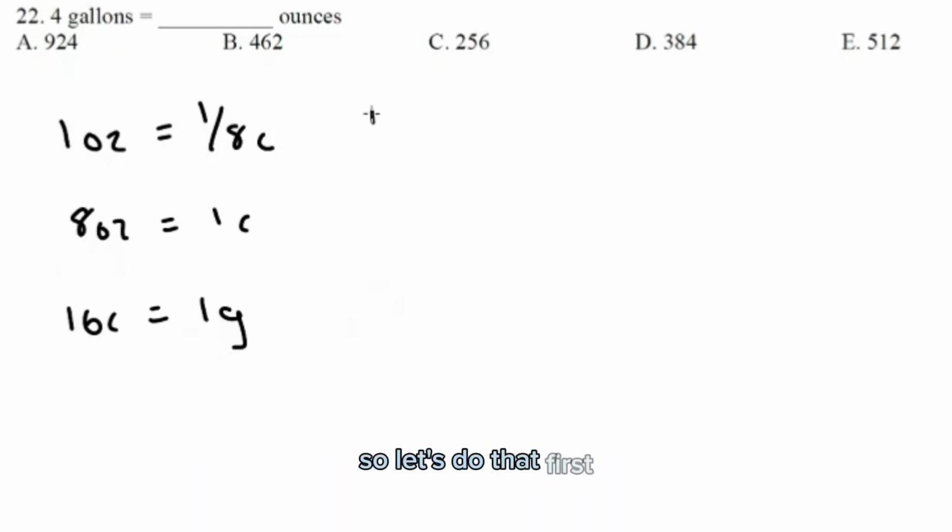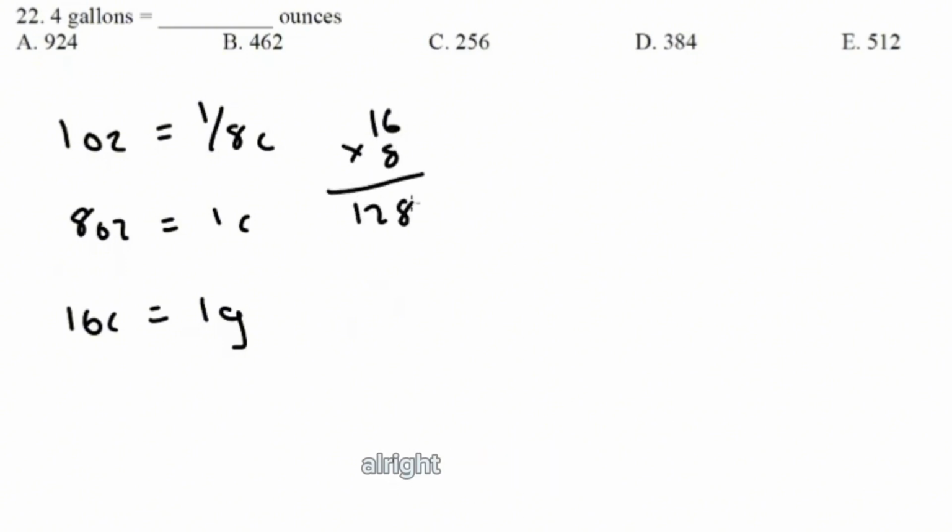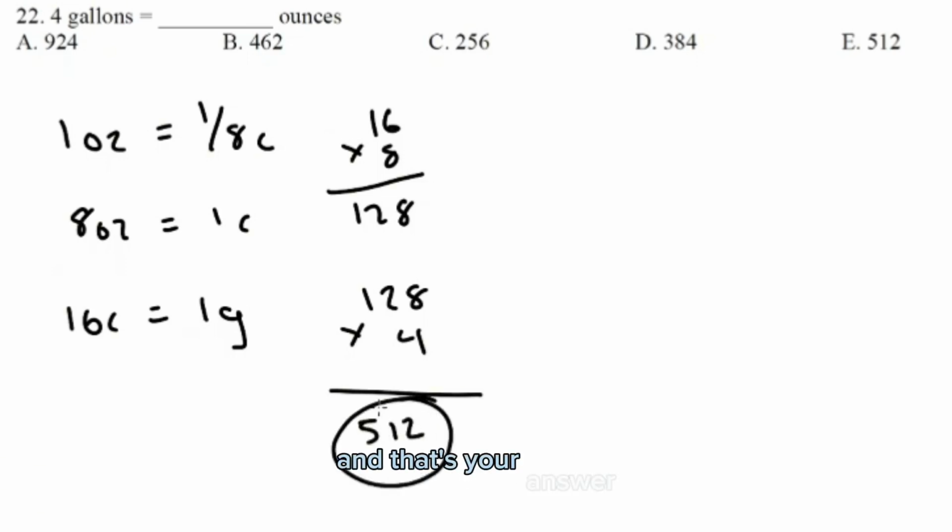So let's do that. First, 16 times 8. That is 128. Alright, next. 128 times 4. 128 times 4 is 512, and that's your answer.